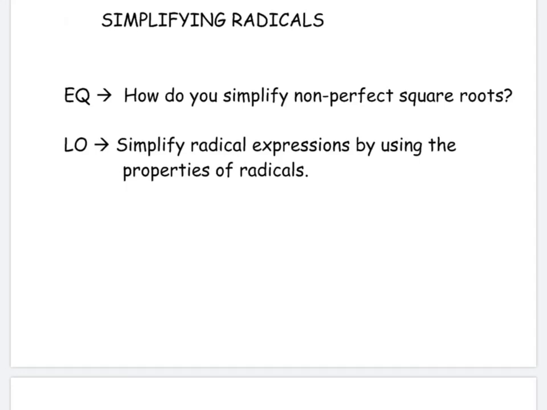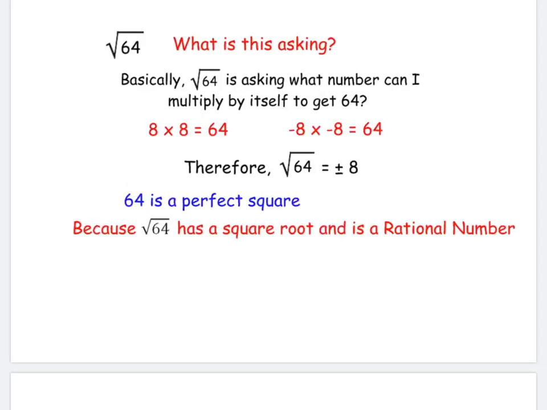This lesson is going to be looking at simplifying radicals that are not perfect squares. Remember, a radical, for the most part, is a root. So if we're looking at the example here, it says the square root of 64. Remember, basically what that is asking is what number times itself can be given to multiply to make the number underneath the square root sign, which is the 64.